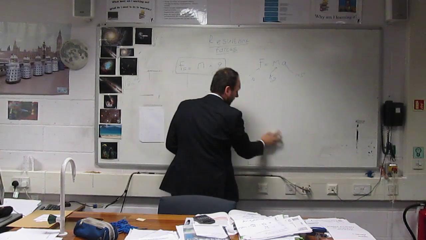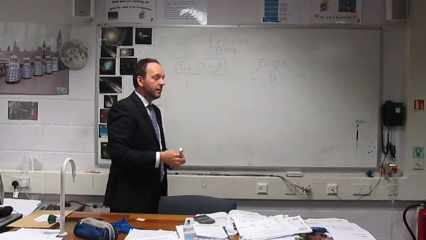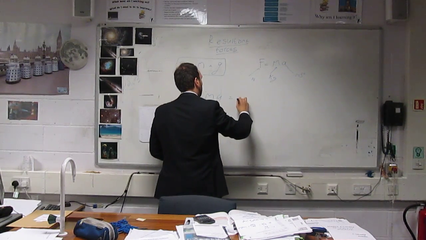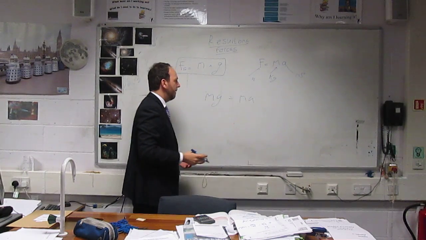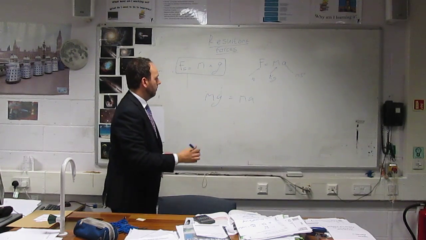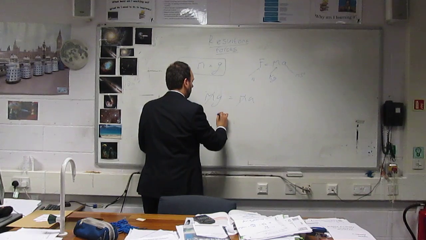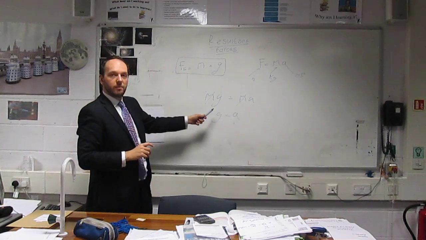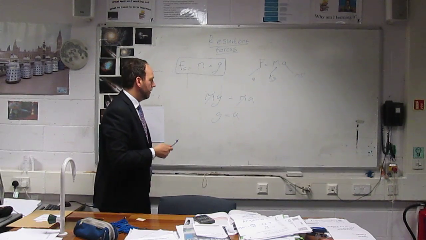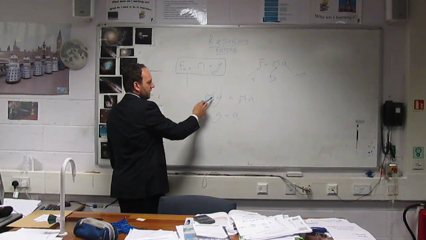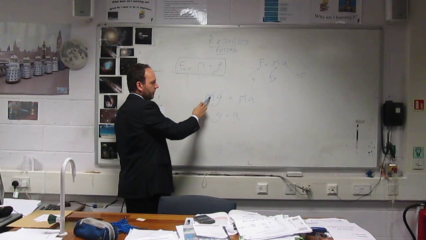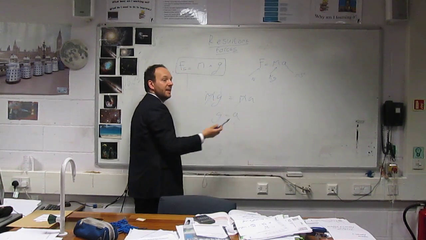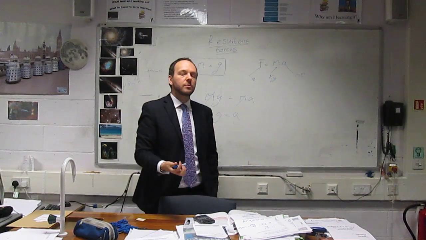If we forget about air resistance and we consider things in a vacuum, then we end up with mg equals ma. The m's cancel. Your acceleration is due to the strength of gravity. Reason being, the more massive you are, the bigger the force of gravity, but the more massive you are, the more force is needed to accelerate you, to push you.